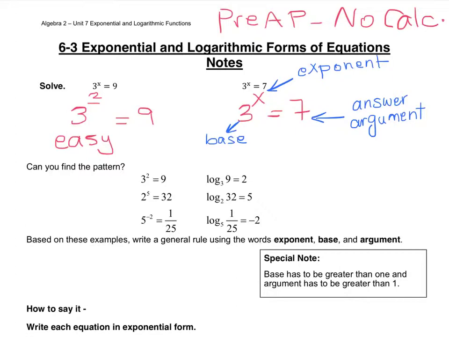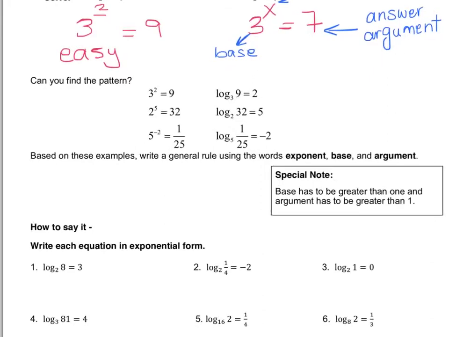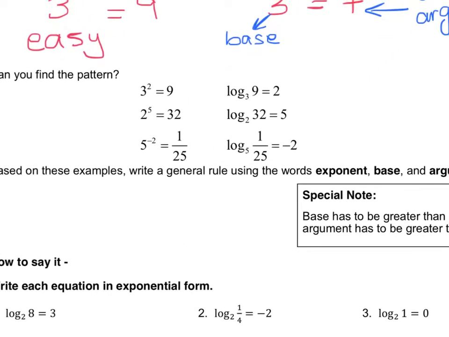Now let's look at the examples. Can you try to find a pattern? 3 to the power 2 is equal to 9. To write it as log, you would put log base 3 of 9 is equal to 2. 2 to the power 5 equals 32. You can write it as log of 32 base 2 equals 5. Or 5 to the power negative 2, which is equal to 1 over 25. You can write it as log base 5 of 1 over 25 is equal to negative 2.